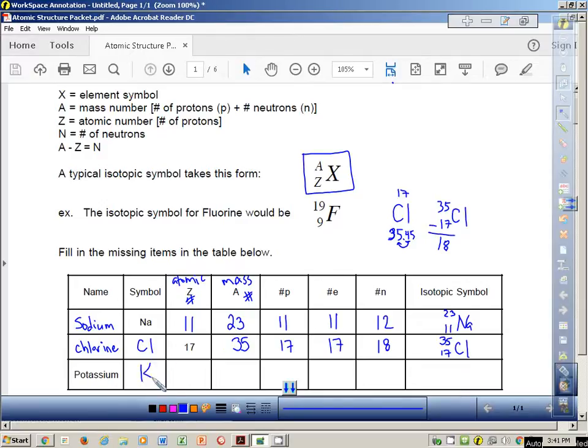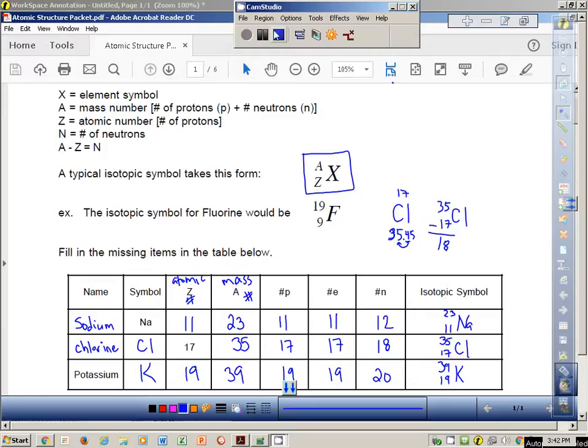Okay, the last one here is potassium. Its symbol is K. The periodic table is going to tell me that it has an atomic number of 19, and it has a mass of 39.1, which is going to round to just 39. So we can use those numbers over here to write 39 over 19 K. It will have 19 protons and 19 electrons because that's represented by the atomic number. And when I subtract 39 minus 19, I'll end up with 20 neutrons. That's all we have to do in order to do just basic subatomic particles and to do isotopic notation.